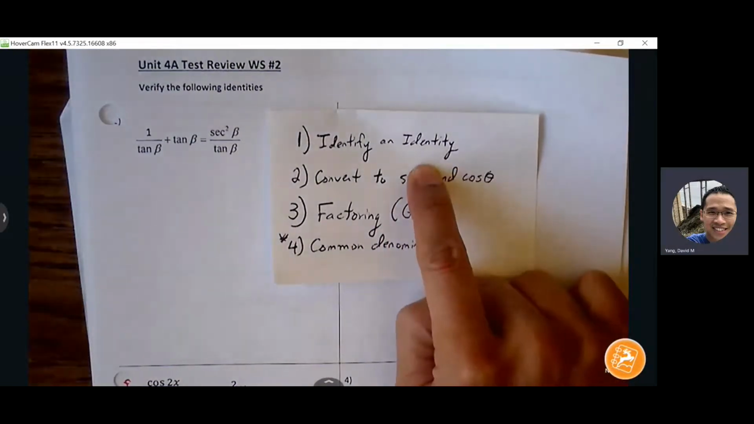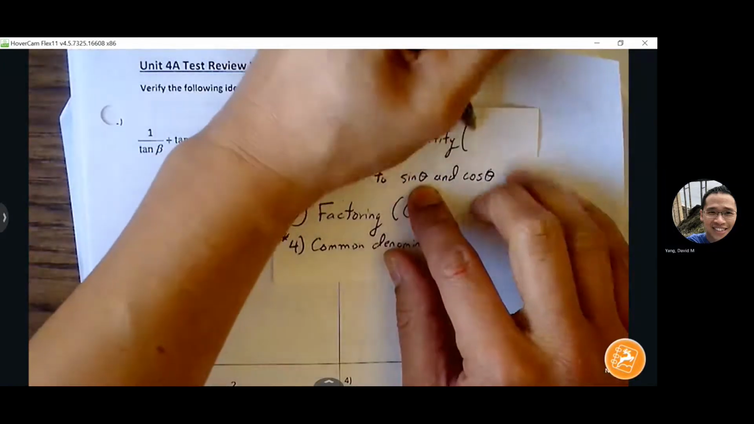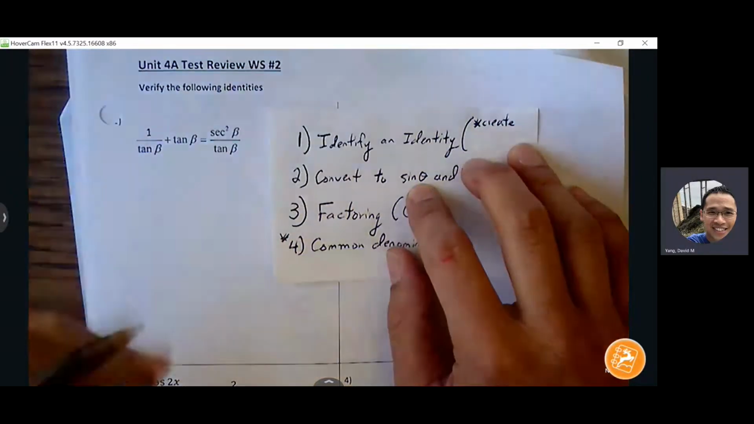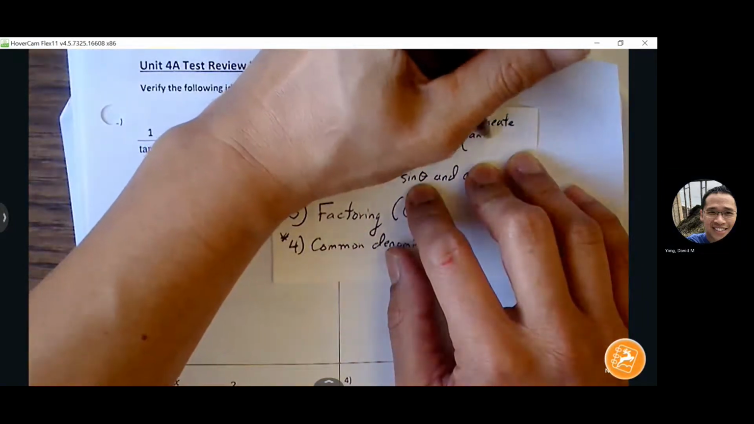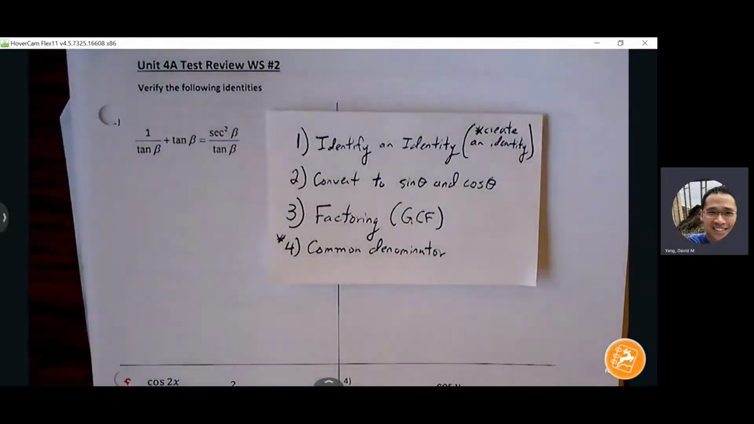And some of the more complicated ones that you saw on the quiz are where an identity is not available, but you can create something out of nothing, right? You guys did that on the quiz. You're able to find a function to multiply into the expression to create an identity. All right, so identity, convert to sine and cosine, factoring. I would say those take care of the majority of your first steps. It's always going to be one of these things, right? So go down your checklist.